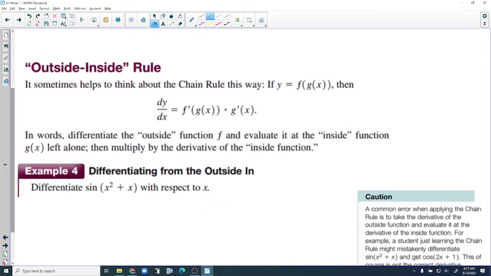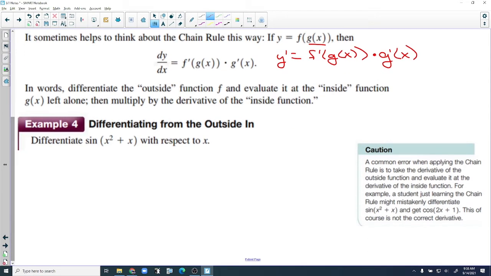If y is f of g of x, in other words, a function inside a function, then y prime, or dy dx, is the derivative of the outside, leave the inside alone, times the derivative of the inside. That's what they're saying there. In other words, differentiate the outside and then the inside.